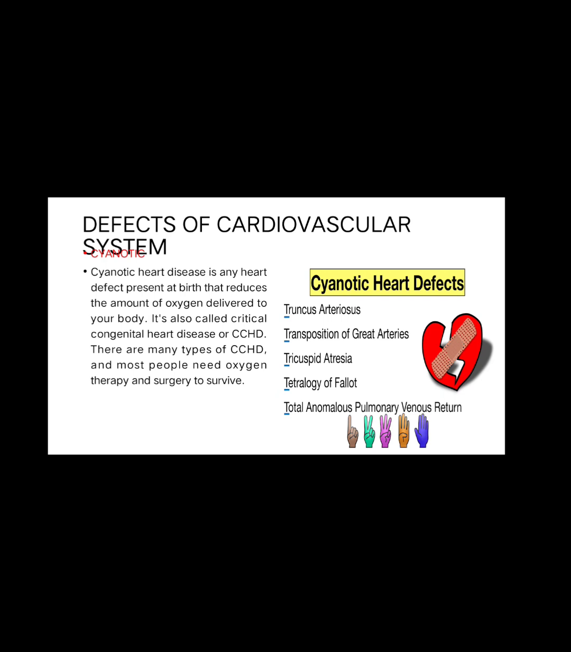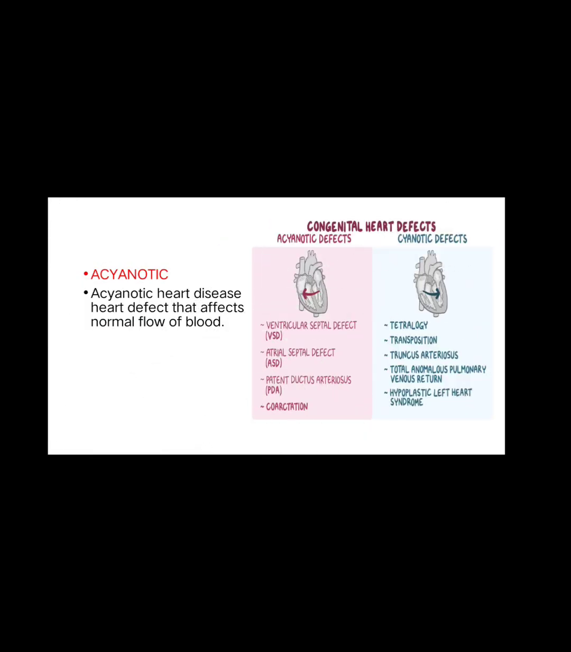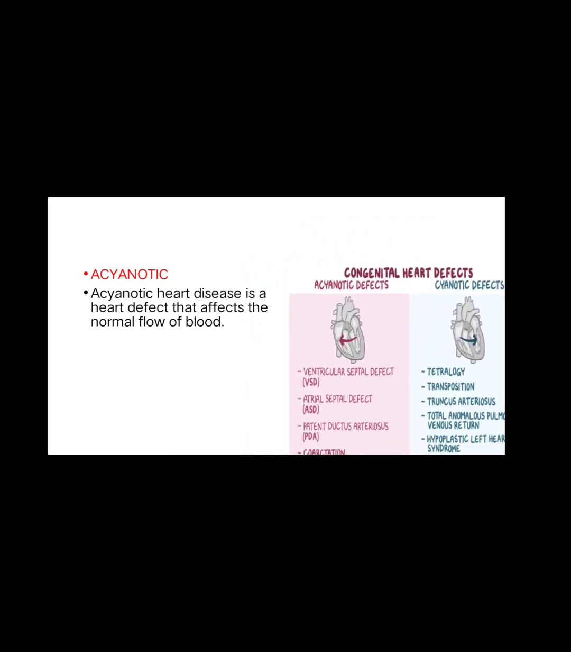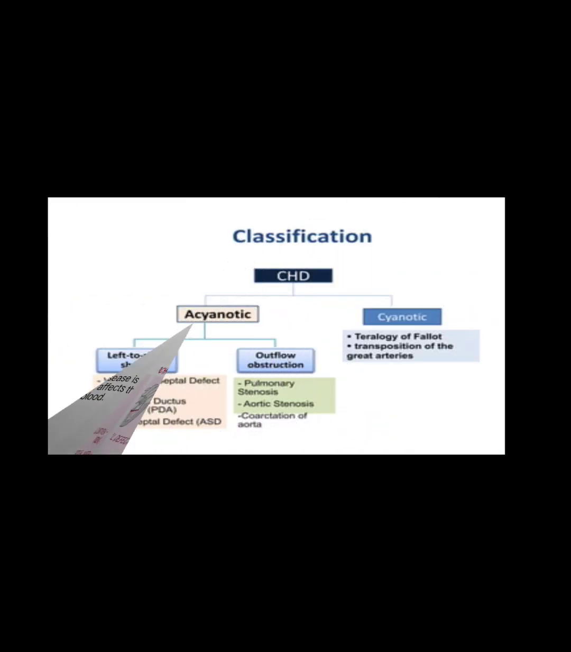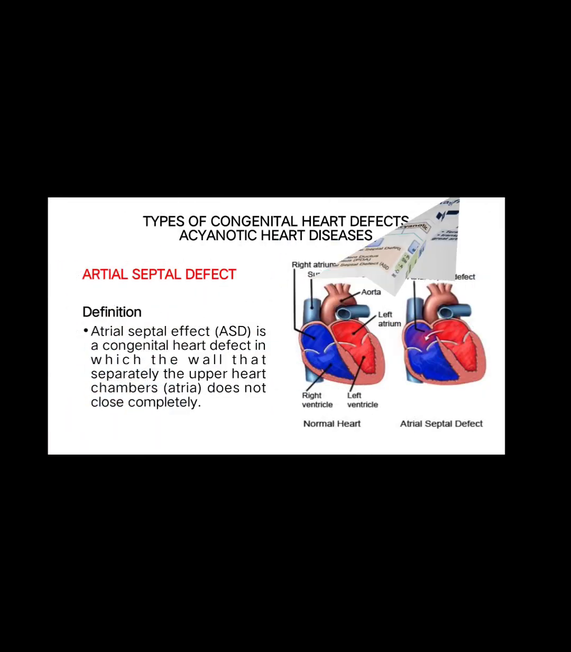So next we will see about acyanotic cardiovascular dysfunction. In acyanotic heart disease, the defects affect the normal flow of the blood. Some of the acyanotic conditions are ventricular septal defect, atrial septal defect, patent ductus arteriosus and coarctation of aorta. So we will see only the atrial septal defect in this video.